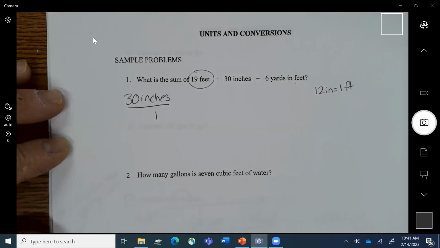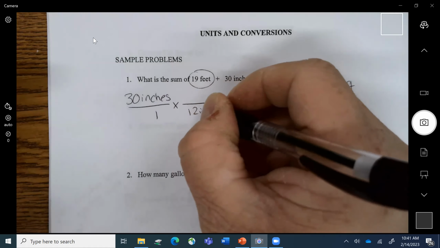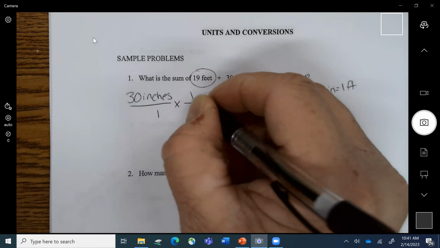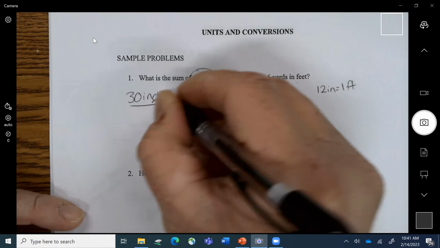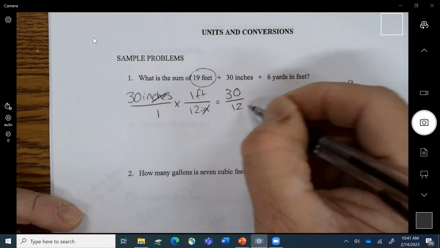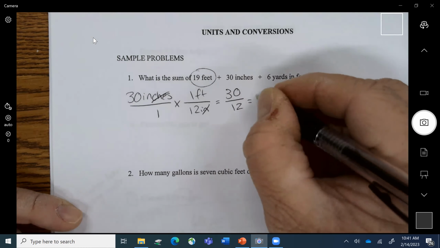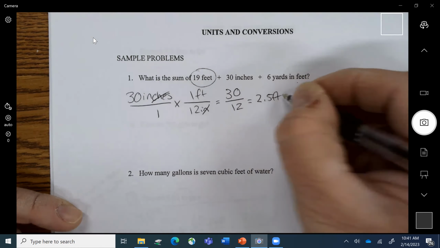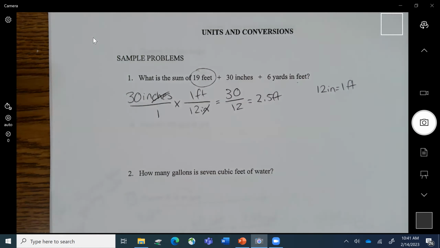So if my inches are up top, where do they have to be to cancel? On the bottom. 12 inches equals 1 foot. So when I multiply, I'm going to get 30 over 12, which will be 2.5 feet.